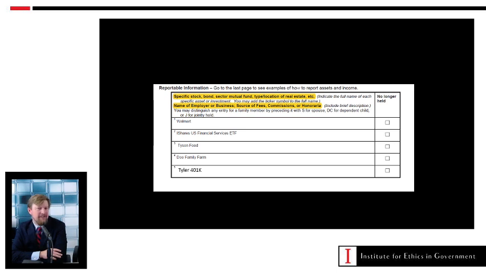So that doesn't sound like a security. Unless the Doe family is running a very, very large farm. That looks like a small family business. So we're going to have some questions there. And then we have this last entry, the Tyler 401k.